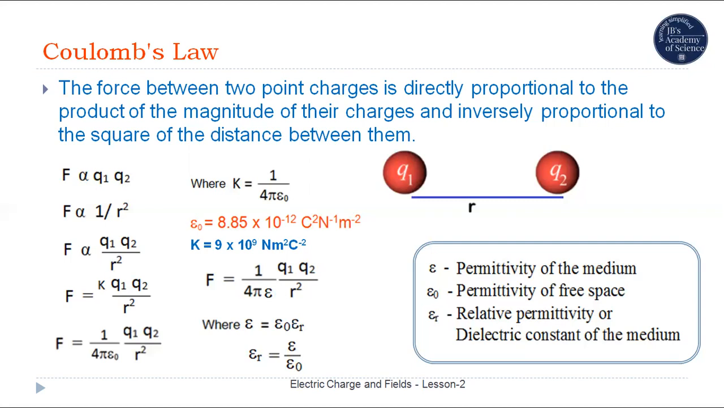So relative permittivity or dielectric constant of a medium is defined as the ratio of permittivity of the medium to the permittivity of free space. Remember, epsilon r, dielectric constant, is a unitless, dimensionless quantity because it is a pure ratio. So it doesn't have units and dimensions.